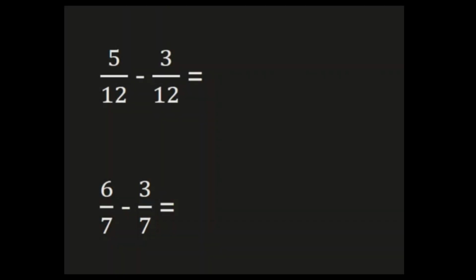Our next example, we have 5/12 minus 3/12, and our steps don't change just because we're subtracting. We're going to look at our numerators and we're going to subtract them. 5 minus 3 is 2, and our denominator of 12 remains 12. So same steps as addition.